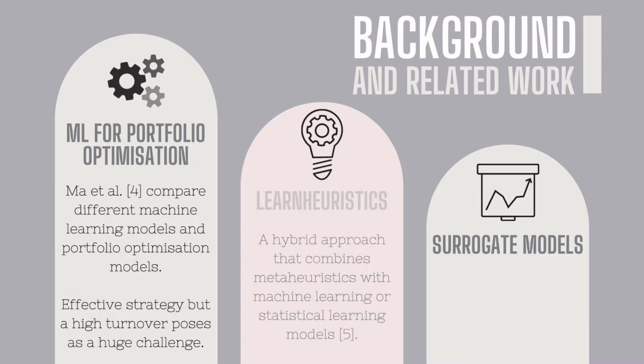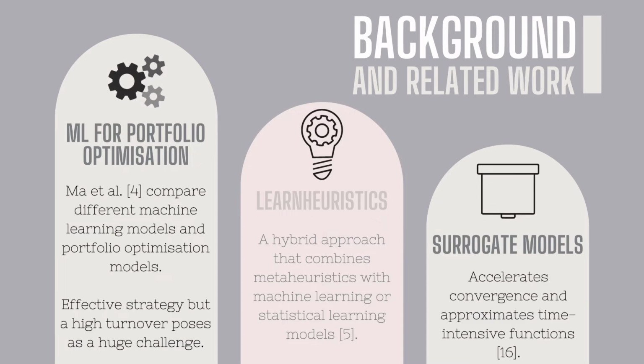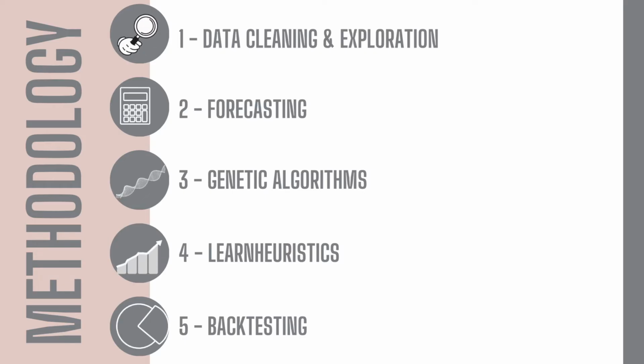Learnheuristics is a hybrid approach that combines metaheuristics with machine learning or statistical learning models. In this research, we pair each of the four multi-objective genetic algorithms with a surrogate model, which will then be used to evaluate the portfolio optimization problem. Surrogate models can be incorporated to accelerate the convergence and approximate the time-intensive functions of other models and algorithms. The implementation of this research can be separated into 5 main interdependent sections.